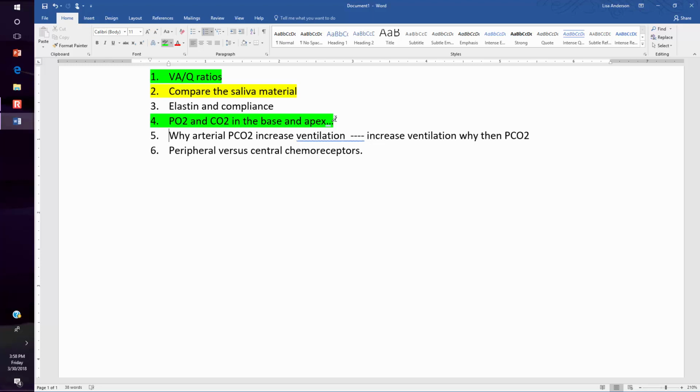That's why if on a test question I just talk about ventilation in the base, ventilation is higher in the base than in the apex. If I just talk about perfusion, perfusion is higher in the base than the apex. So everything ought to be hunky-dory. The problem is they don't change in the same way.